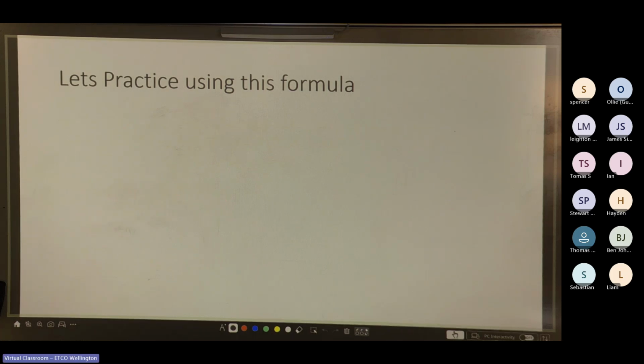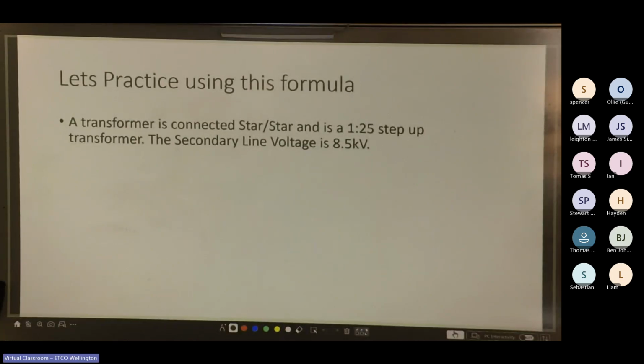Cool, let's try it again, but this time, we have a transformer connected in star-star. It's a step-up transformer. The secondary line voltage is 8.5 kV. So we can calculate the primary line voltage. So VP equals VS. Again, rearrange the formula, we get 8,500 divided by 25, which gives us an input or primary voltage of 340 for our line.